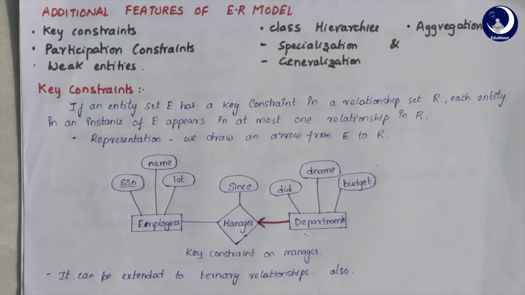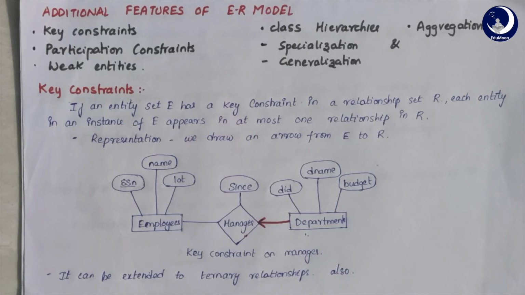With the help of an ER model, we not only represent the entities and the relationships between the entities, we can also specify and represent the key constraints that we wish to apply on our database system. So in today's video, we are going to discuss such additional features of the ER model. Some of the additional features are key constraints, participation constraints, weak entities, class hierarchies which include specialization and generalization, and finally aggregation.